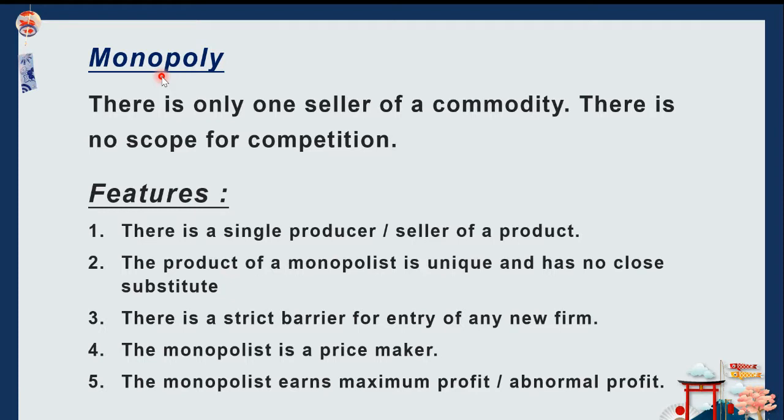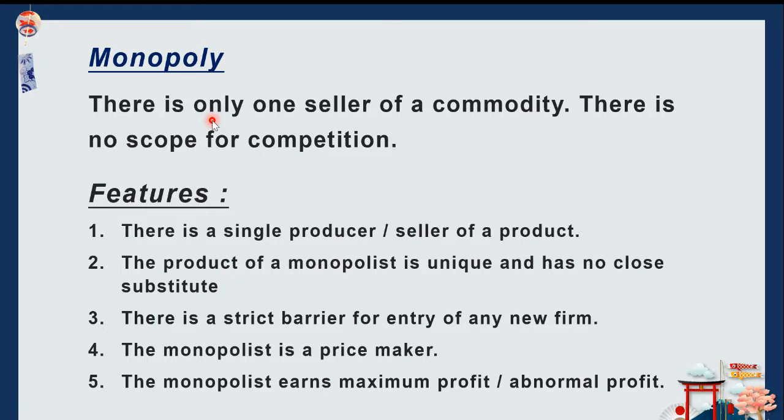Mono acting, a single person, if they are acting, it is called as mono acting. They will take different roles, but only one person will be acting. That's what is called as mono acting. So mono means single. Poly means seller. So monopoly refers to single seller. There is only one seller of a commodity. There is no scope for competition. So monopoly means it refers to only one seller.